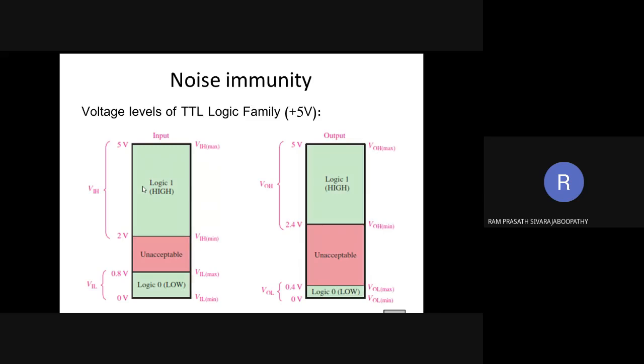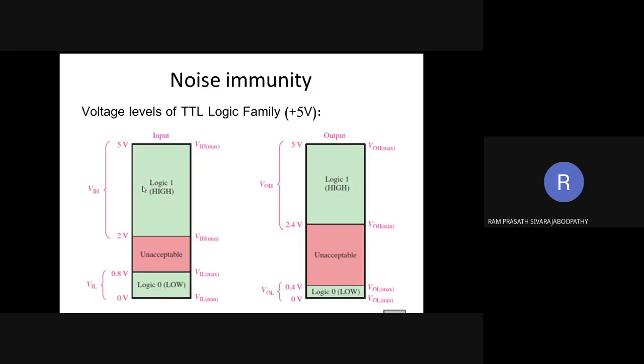See, logic 1 need not be 5 volt, and logic 0 need not be 0 volt. Near to 5 volt, near to 0 volt. So near to 5 volt meaning, logic 1 from 2 to 5 volt, that is near to 5 volt. Clear? Is it clear for everyone?